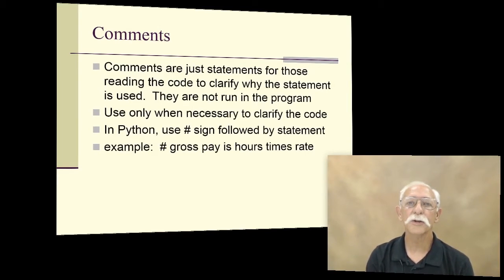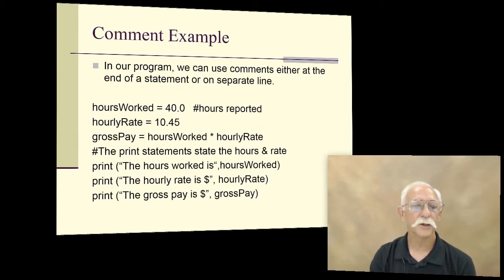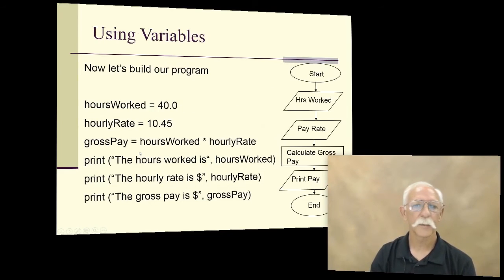In Python, you use a hash symbol, also called nowadays a hashtag, followed by a statement. Example: hash, gross pay is hours times rate. Now we'll take a look at that, and you can see how it fits into the program here. You can see how this one is a comment that's at the end of the line of statements, and this is called an end of statement comment, or it can stand by itself on its own line, like here, where I've got the print statements just standing by itself. Okay, let's build the program.